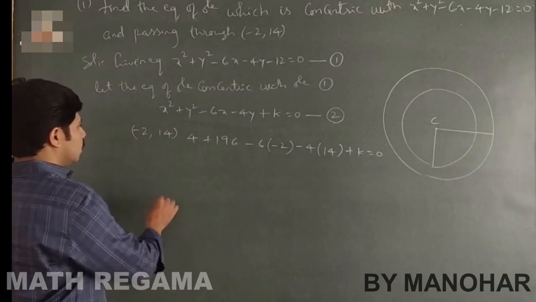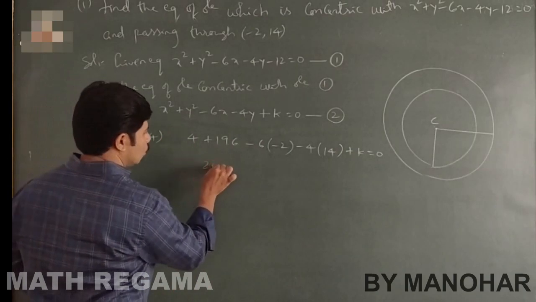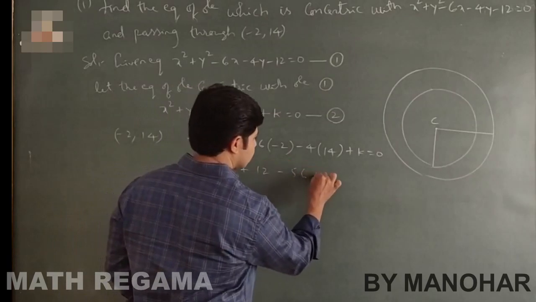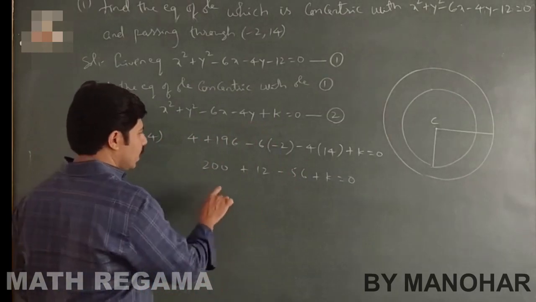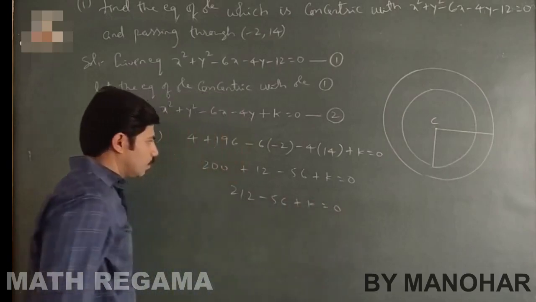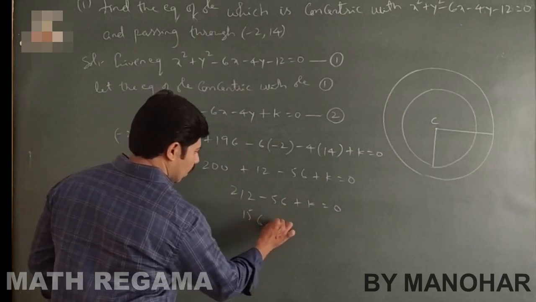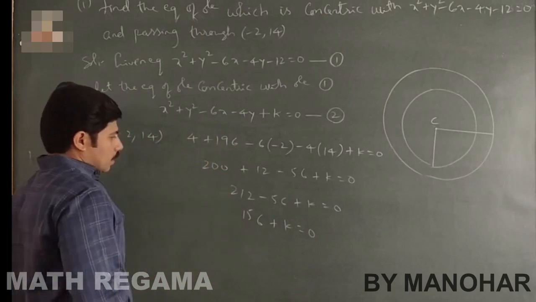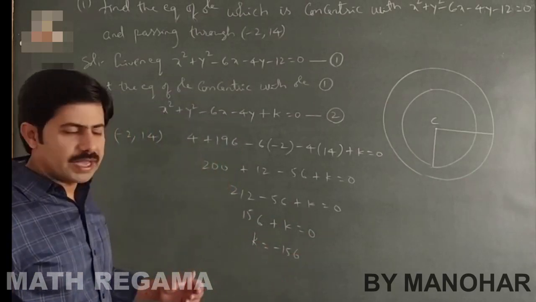We'll simplify this. So this is 200 plus 6 2s are 12 minus 56 plus k is equal to 0. 14 4s are 56. Now this will be 212 minus 56 plus k is equal to 0. If we simplify this, we get 156 plus k is equal to 0. So what is the k value we get? Minus 156. K value is minus 156.